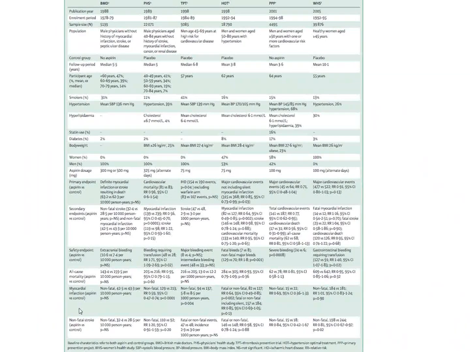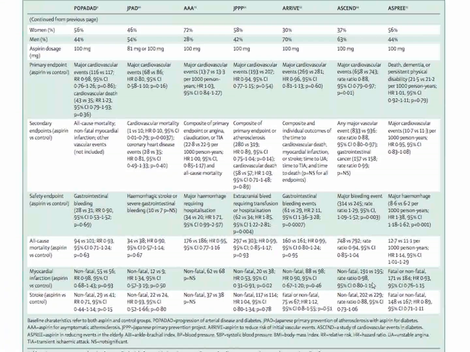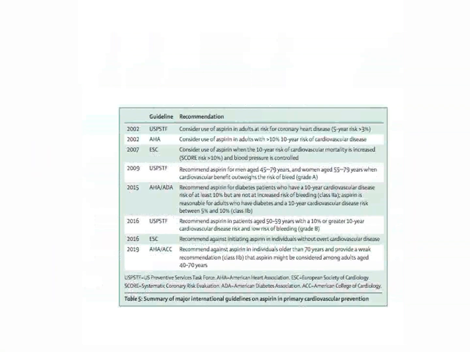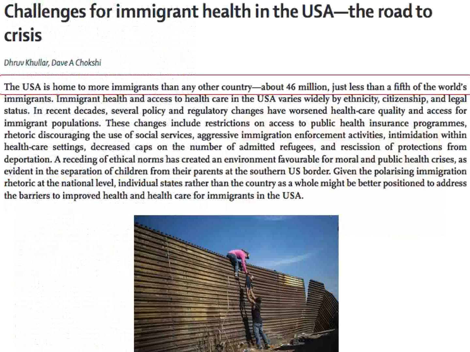And every study that's ever been done looking at this issue is reported in this table. And then the table is even continued on the next page. But the end result is we have little evidence that as a primary prevention, aspirin helps to prevent cardiovascular disease. Secondary prevention, yes. Primary prevention, no. So I don't take aspirin. And that's about that. So in conclusion, aspirin does not reduce fatal cardiovascular events in patients who have not yet had a first event, but it does increase the risk of bleeding. And I know all about that, having experienced that. So keep working on it, friends at Bayer.